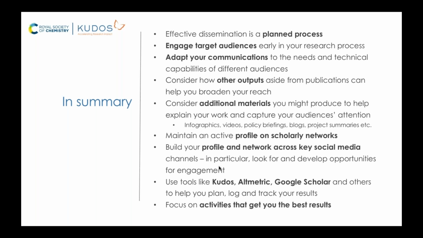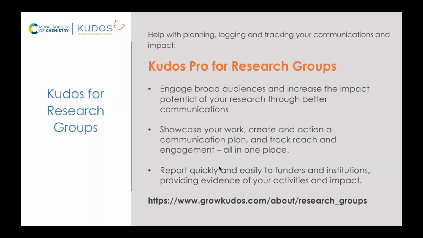Maintain an active profile on scholarly networks. Build your profile and network across key social media channels. And in particular, look for and develop opportunities for engagement, as that is so strongly linked to subsequent impact. Use tools like Kudos, Altmetric, Google Scholar, and others to help you plan, log, and track your results. And focus your time on activities that get you the best results. So that requires a little bit of monitoring of some of the results you're getting from those different activities.